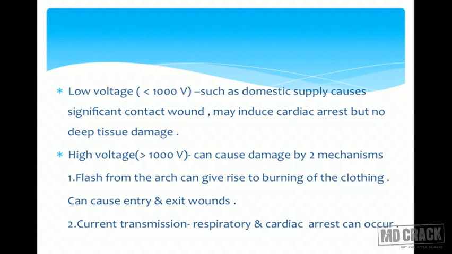Low voltage current of less than 1000 volts, such as domestic supply, causes significant contact wound and may induce cardiac arrest but no deep tissue damage. So you should go through this: low voltage current can cause cardiac arrest but no deep tissue damage. High voltage burns, that is contact with more than 1000 volts, can cause damage by two mechanisms. The flash from arc can give rise to burning of the clothes and can cause entry and exit wounds. With current transmission through body, it can cause respiratory and cardiac arrest.